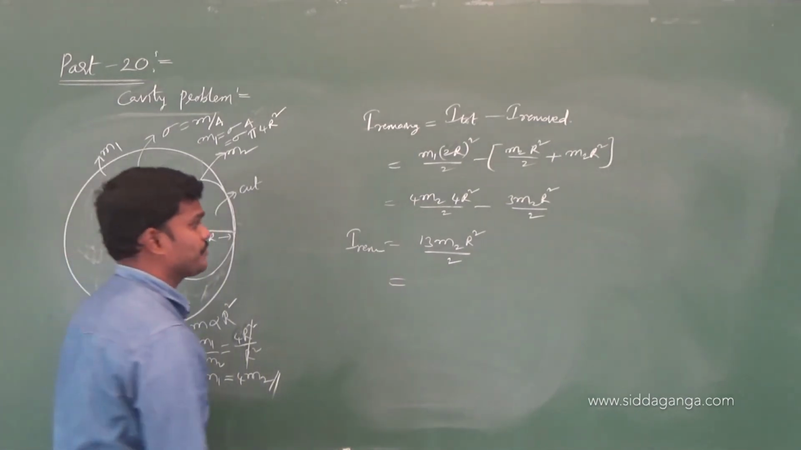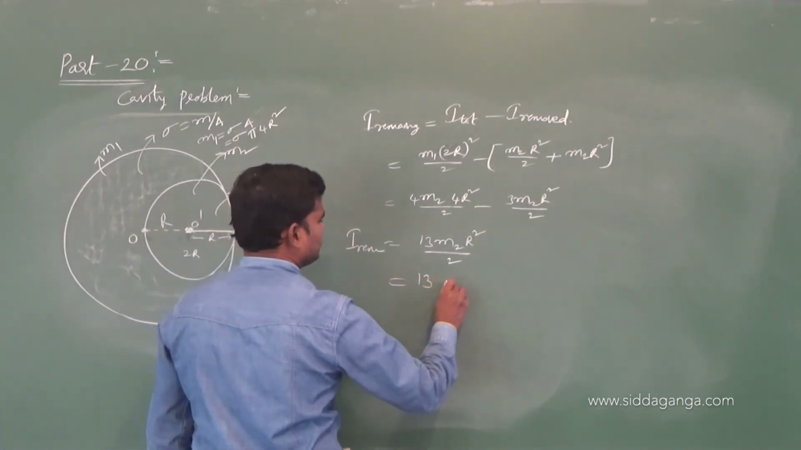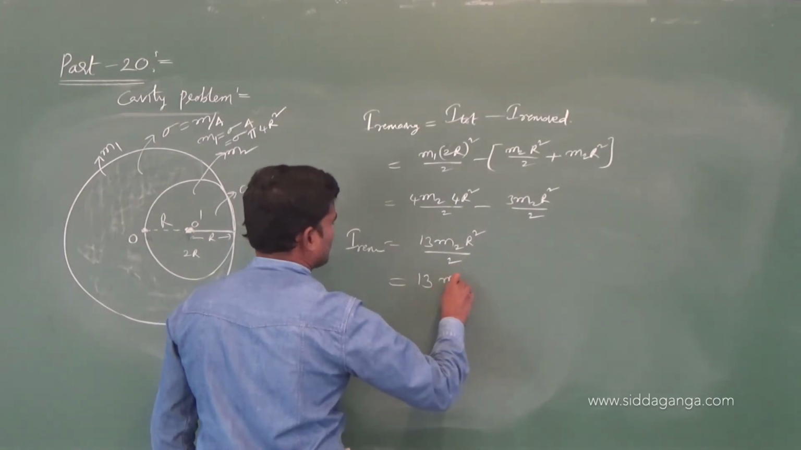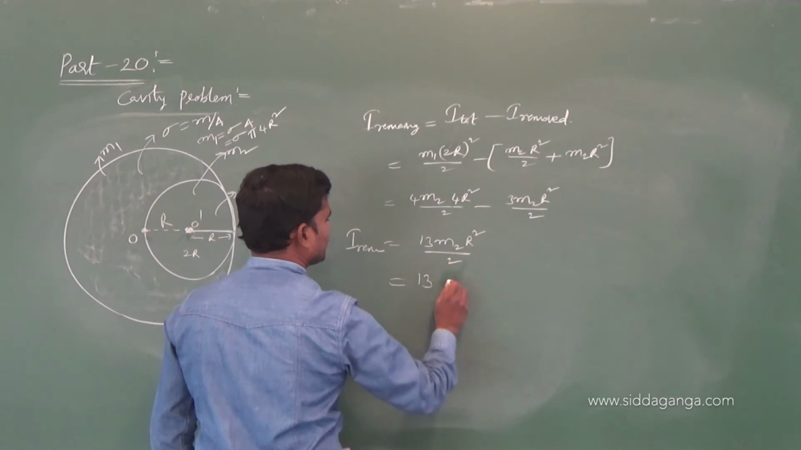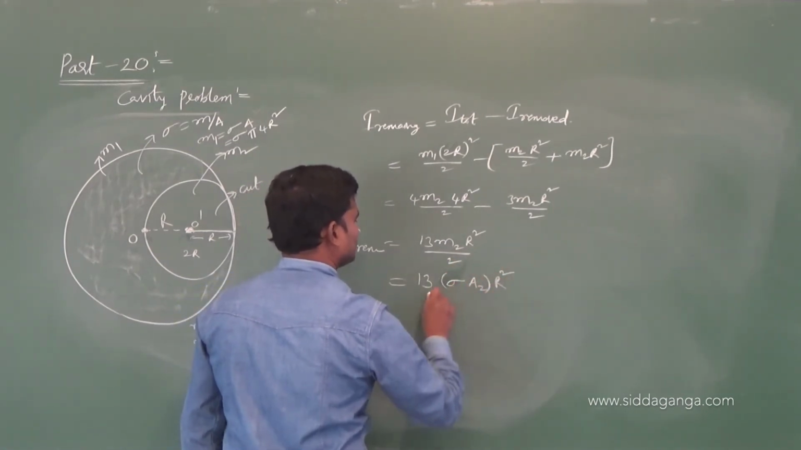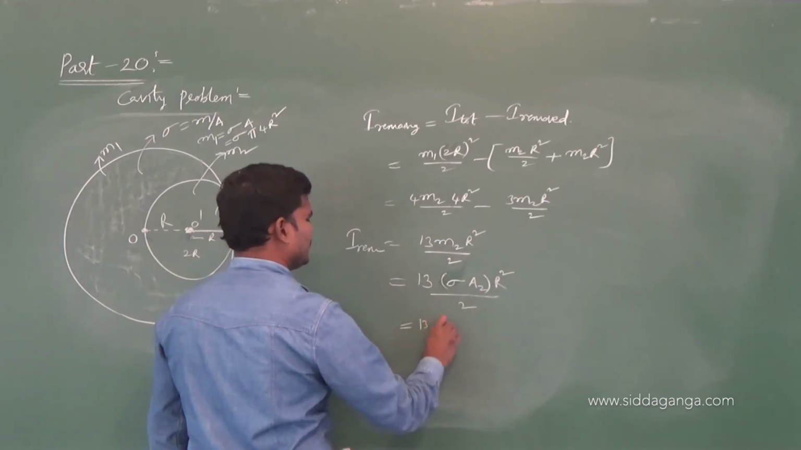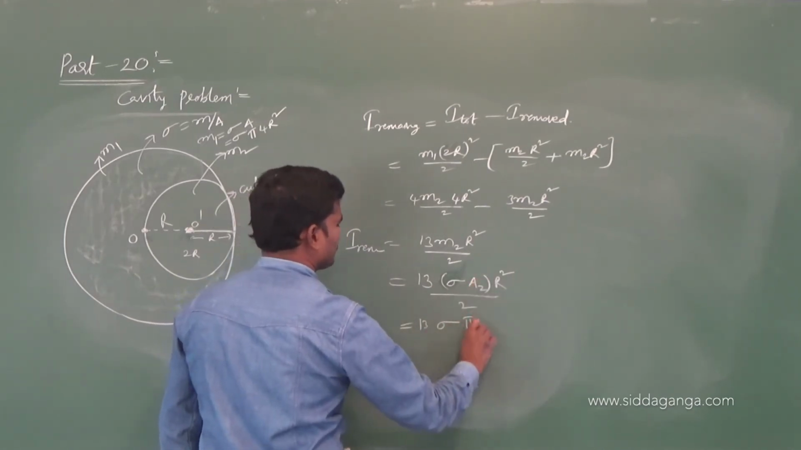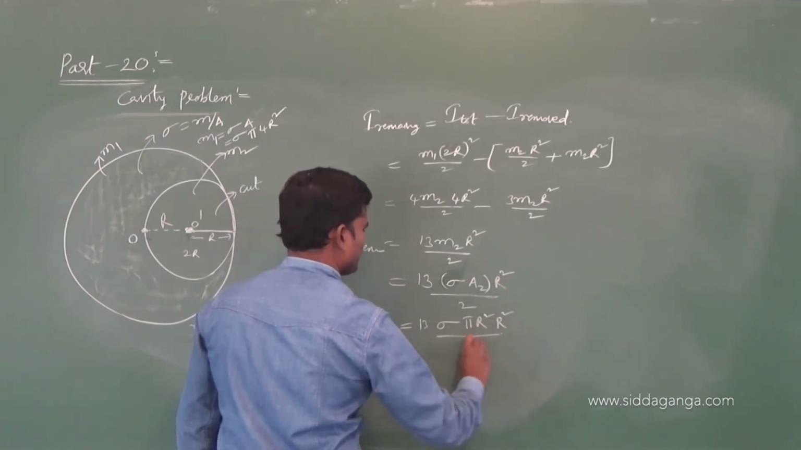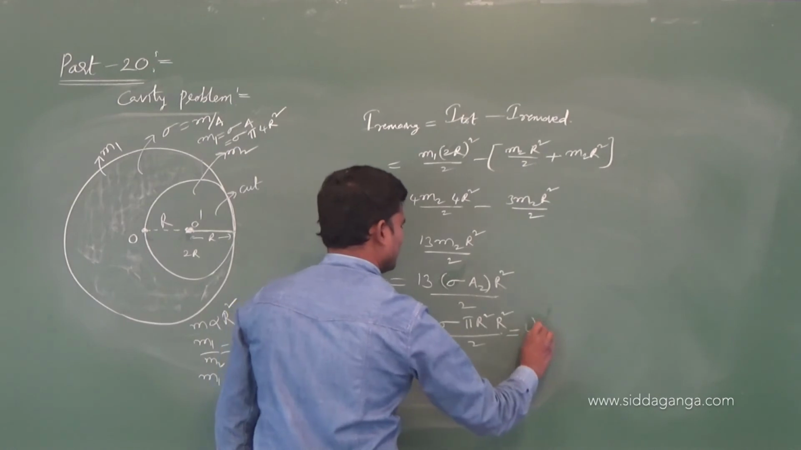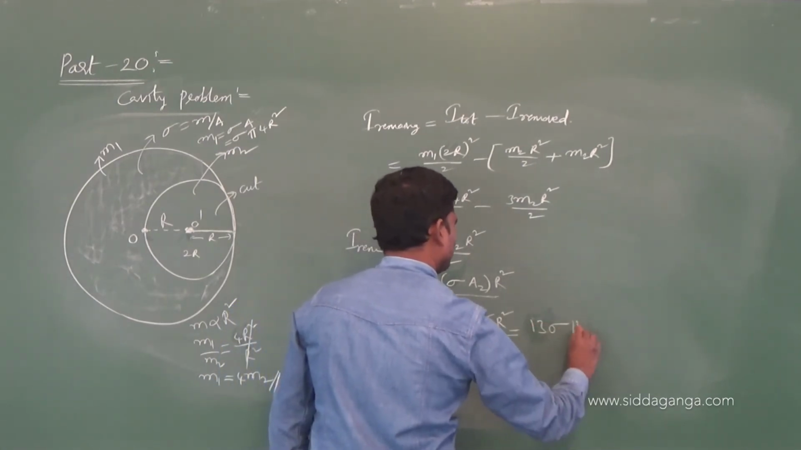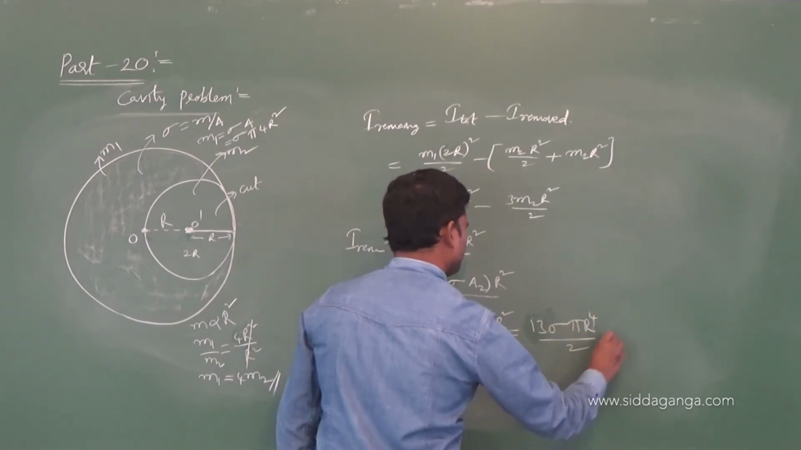What is m2? 13 m2, m2 nothing but m1 by 4. Otherwise, for m2 shall I write sigma pi r square, and one more r square is there by 2. So you will get 13 sigma pi r power 4 by 2. Verify the answer.